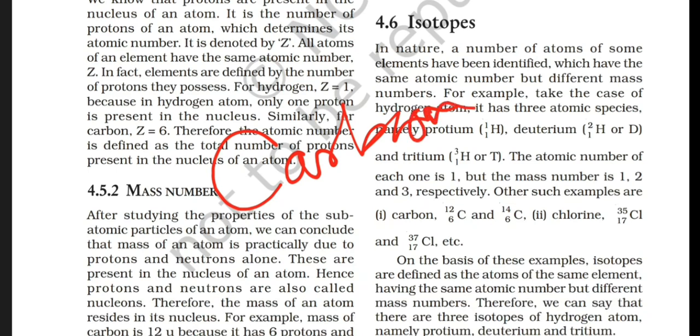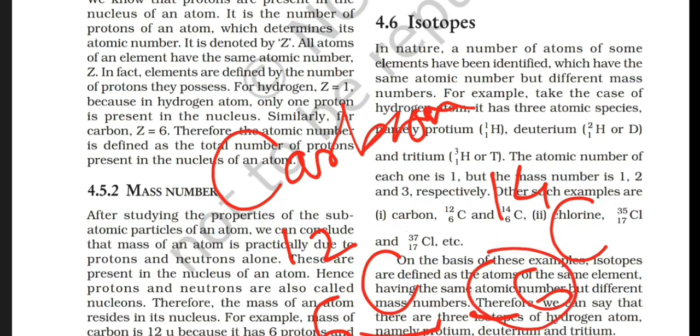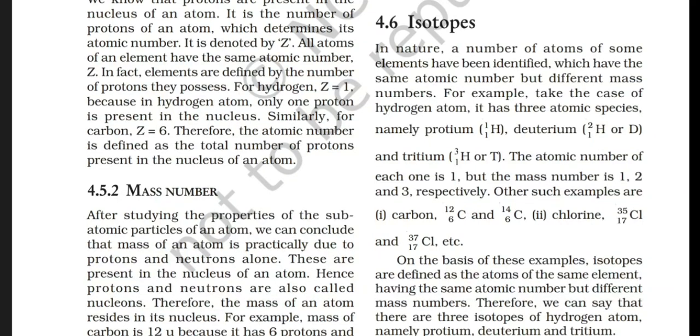So here in the carbon, the atomic mass number is different. Suppose this is the carbon and the atomic mass is different, but the atomic number is the same. What is the atomic number of carbon? 6. 6 is the atomic number of carbon, which is the same, but the mass number of carbon is different. So that is the simple thing. So this is known as the isotopes. Okay, now we will see another example.